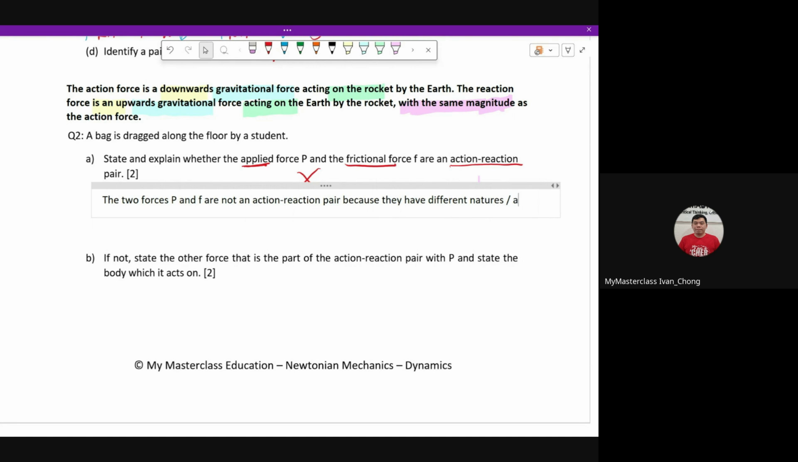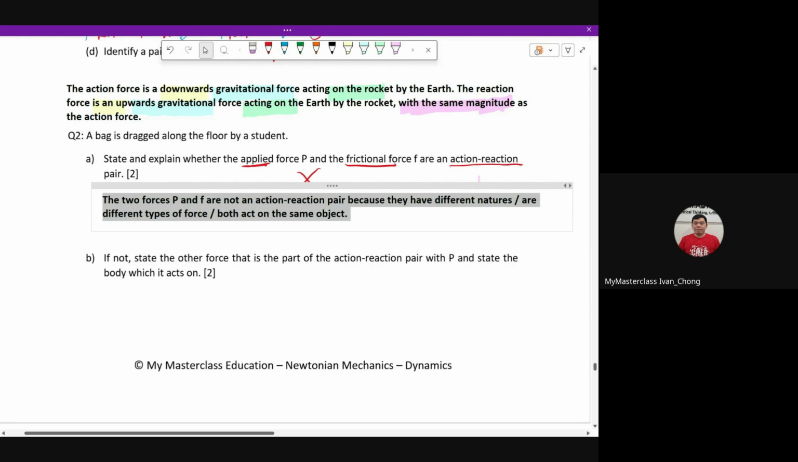They are different types of forces. You can also say that they both act on the same object, which is wrong. They must act on different objects. So in this case, they are not an action-reaction pair because your applied force is acting on the bag and your frictional force is also acting on the bag. So because of this, we cannot use this as an action-reaction pair. Do take note about this.